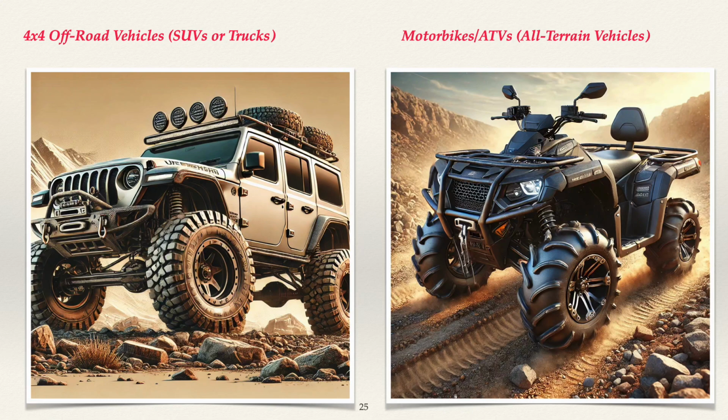Four-by-four off-road vehicles, SUVs or trucks. The purpose: it's used for transporting the survey team and equipment across rough and uneven terrain, especially in remote or hilly areas. The features are: high ground clearance and off-road capability, capable of navigating challenging terrains such as muddy, rocky, or uneven surfaces. Usage: essential for accessing remote locations along the transmission line route that may not have well-established roads.